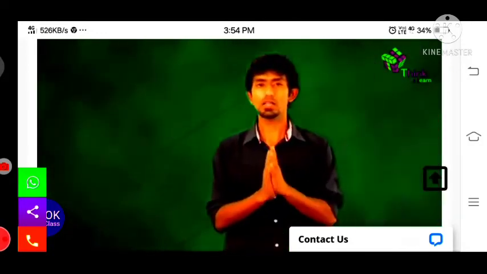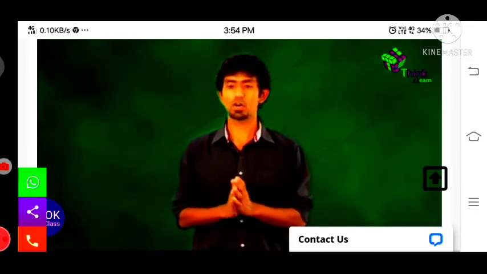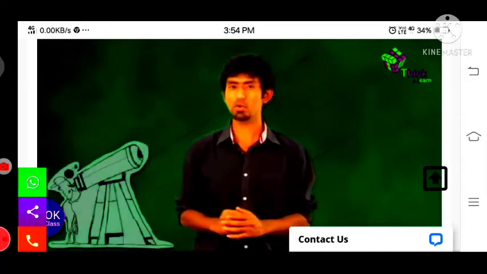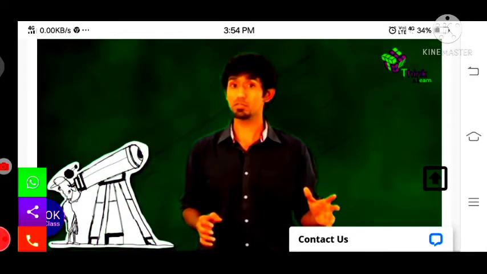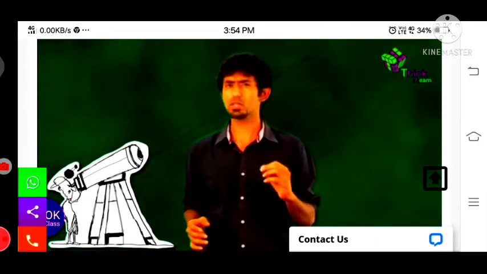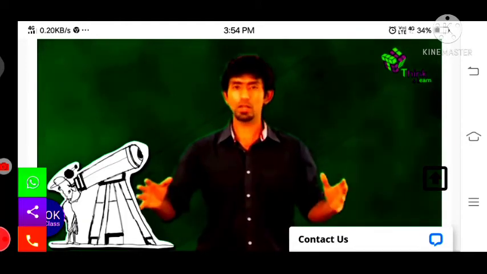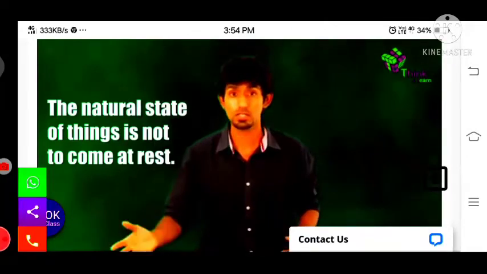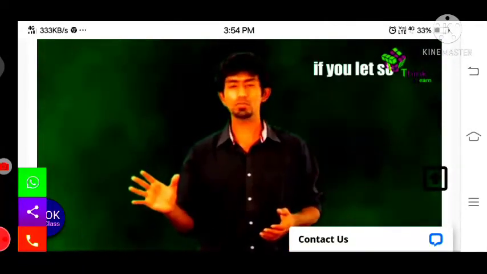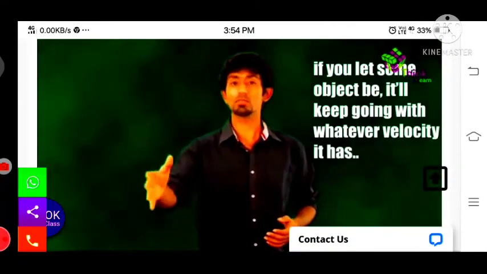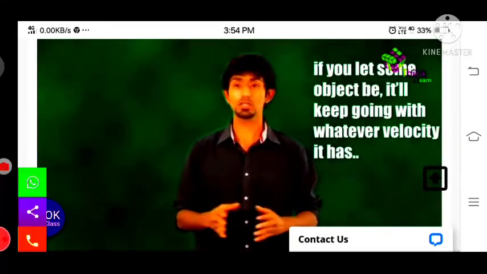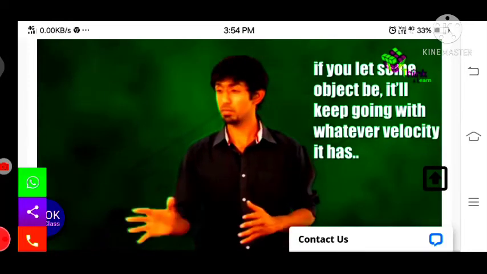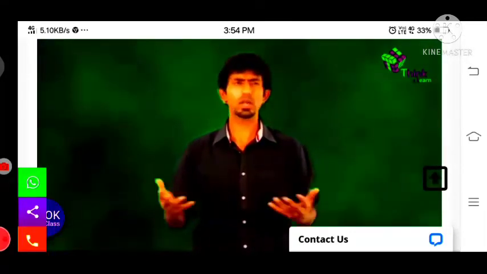And the fact that Galileo began to observe things in real life in a slightly deeper manner than had been done before made him realize something very insightful. That was a huge breakthrough because he said the natural state of things is not to come to rest, because we don't even know what rest is. But if you let some object be, it'll keep going with whatever velocity it has. In other words, if you give a body some velocity, it'll retain that velocity until and unless somebody does something to it.